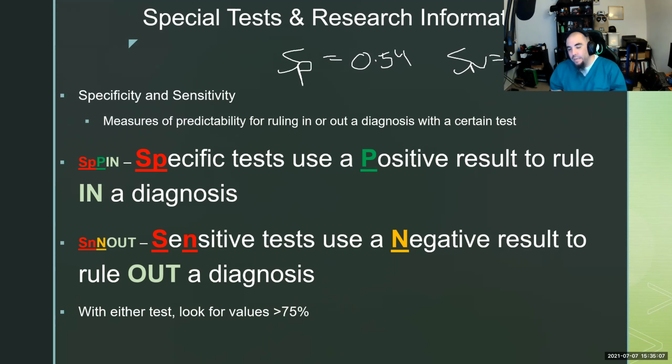So Diana asked, where do they document this? Well, obviously, we're not going to document SpPin and SnNout at all, because that's just inherent in the test itself. But the PT initially is going to document what special tests they do under their evaluation. So they're going to say they performed the Brooke, the John, and the Truman tests at evaluation.